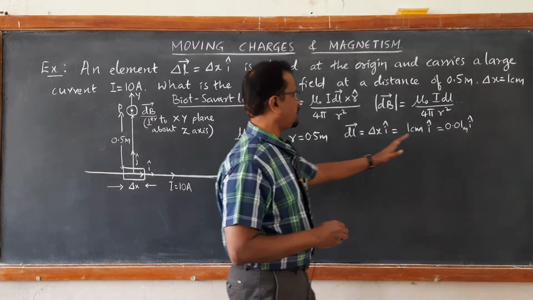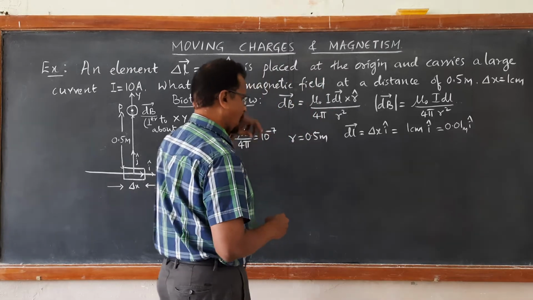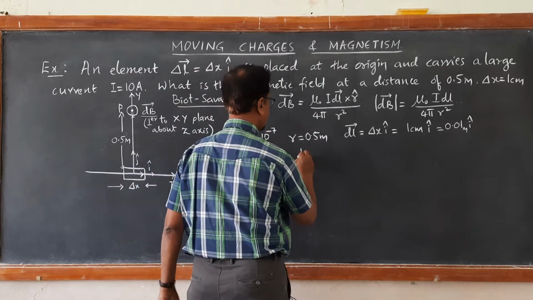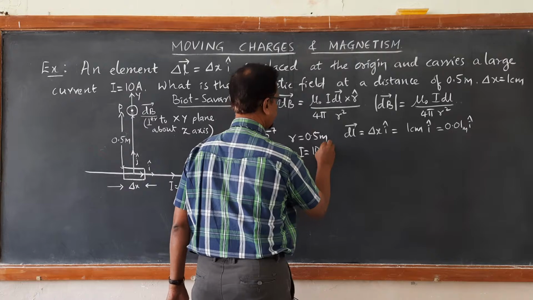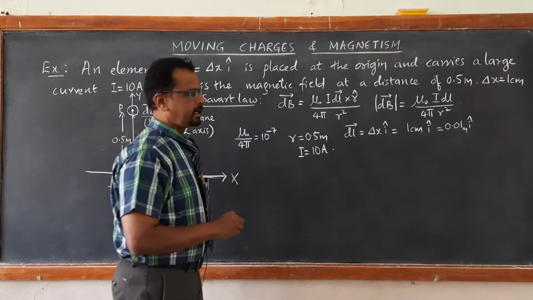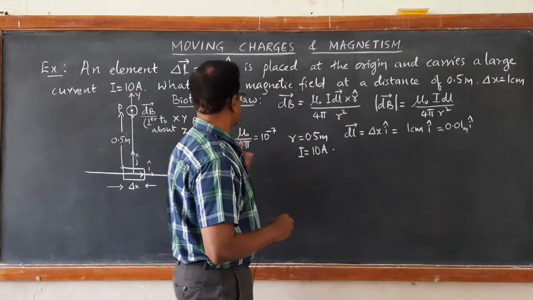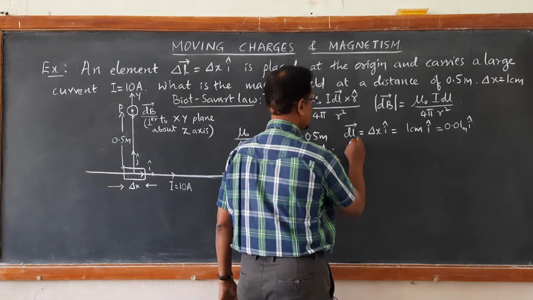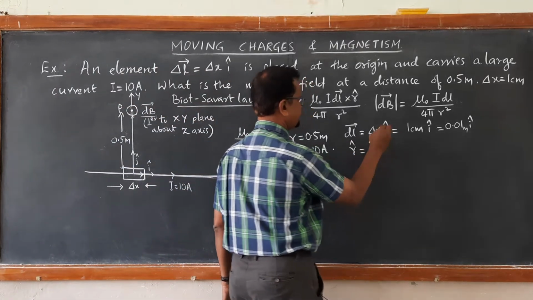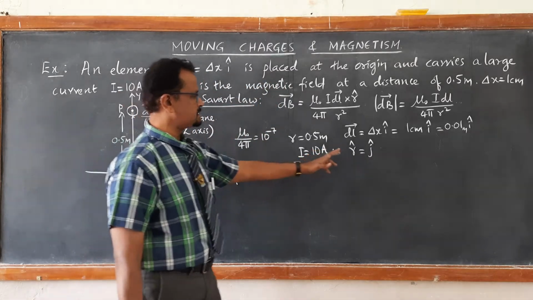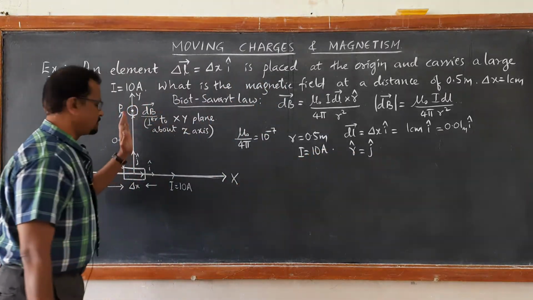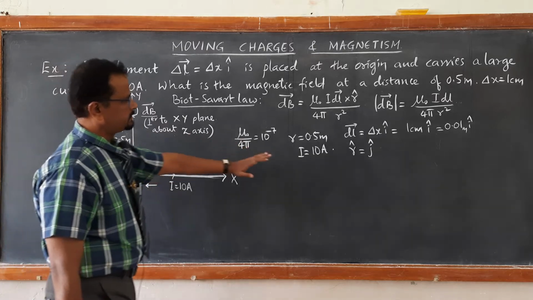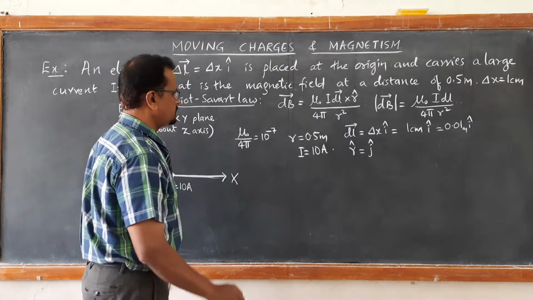This is dl vector. Then the current is also given. Current I is equal to 10 ampere. And in this example, r cap represents j cap, because it is acting along the y axis. So these things can be substituted in the equation.